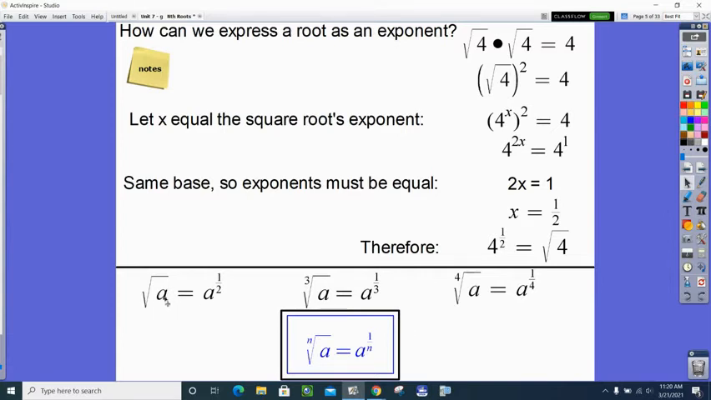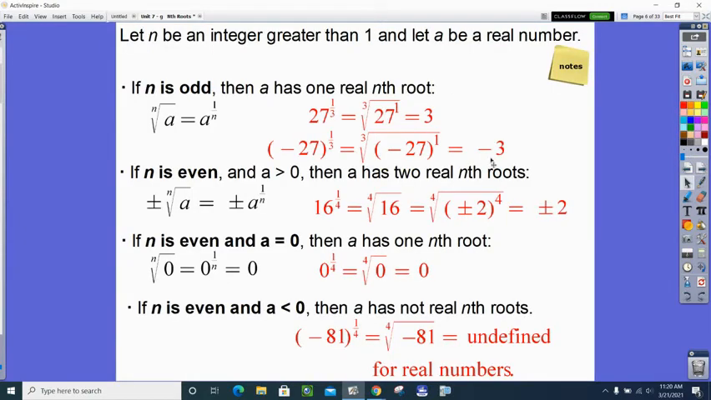So here's what I just said, that the square root of a is the same as a to the 1/2 power. The 2 comes out of the index, and that 1 is the exponent on the number underneath the square root. Here it is in general. Whatever that index is, is the denominator, and in all of these cases right now, that exponent is a 1. So the cube root of a is a to the 1/3. The fourth root of a is a to the 1/4.